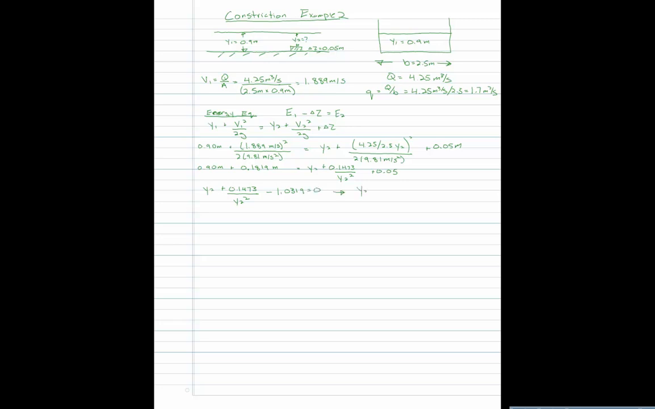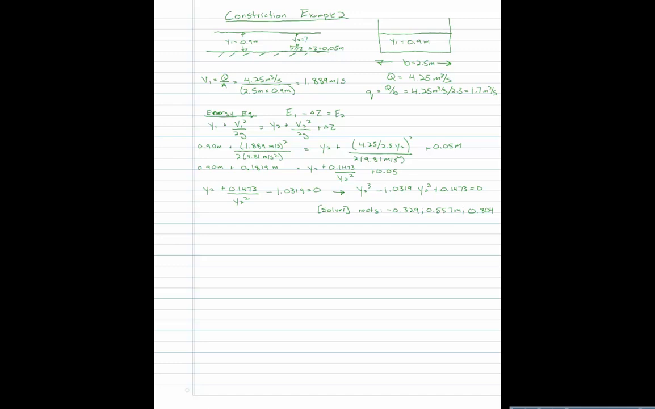which leads to y2 cubed minus 1.0319 y2 squared plus 0.1473 is equal to 0. Okay, using a solver, the roots to that cubic equation are negative 3.29 meters, 0.557 meters, and 0.804 meters. So which of those is going to be the new flow depth?